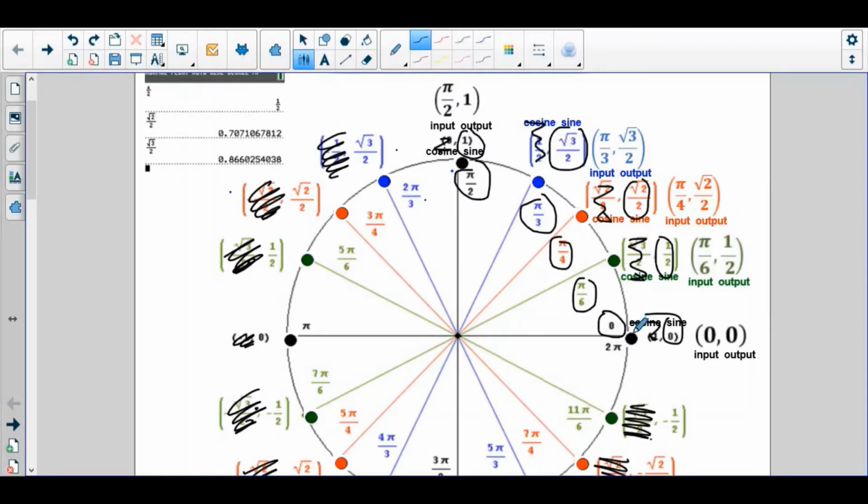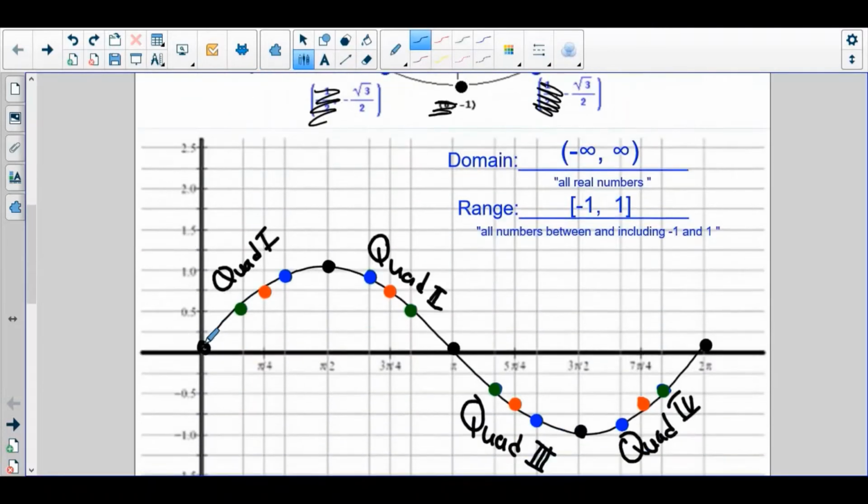So let's just take a look at the first quadrant. 0, 0 is right here. This is pi over 6, this is pi over 4, this is pi over 3, this is pi over 2, this is 2 pi over 3, and so on.